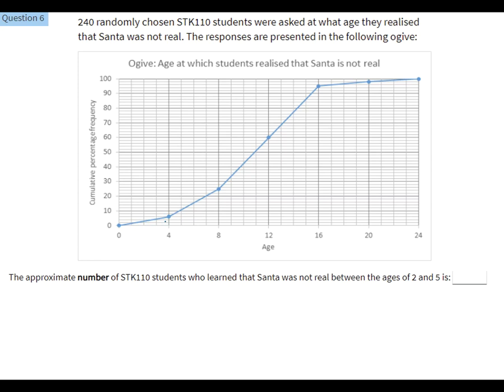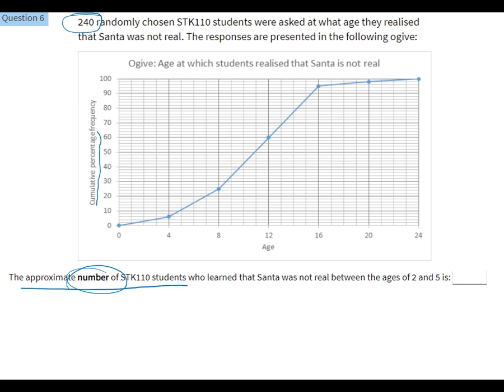So an ogive gives us cumulative frequencies or cumulative percentage frequencies. So again, first thing you need to do is check what's on your graph. So we have cumulative percentage frequencies here. We are dealing with 240 people, and we again recorded the age at which they realized that Santa is not real. So the first question we have here is, we want to know the approximate number of students, and number, not percentage. So if you had read the percentage off and ended your answer there, it would have been wrong.